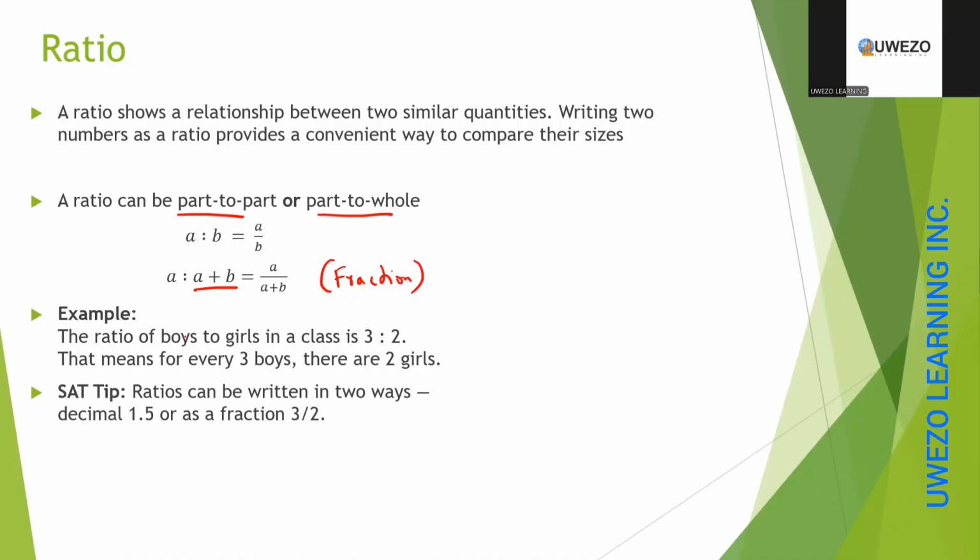For example, if the ratio of boys and girls in a class is 3:2, that means for every 3 boys, there are 2 girls. A ratio can be expressed in either a decimal or a fraction form. Please do not write 3:2 in your answers in the student response questions. That would be considered a wrong answer. So please type ratio answers in either a decimal or a fraction form.